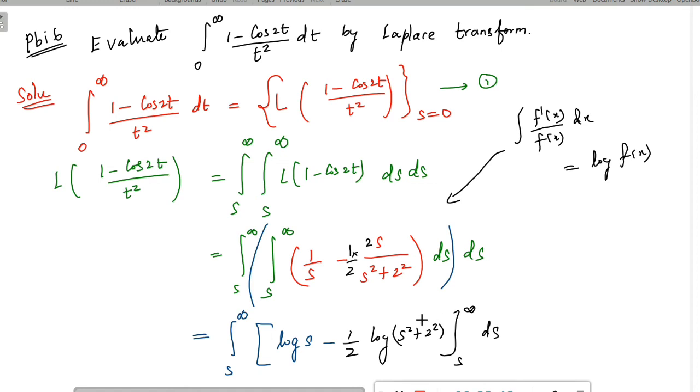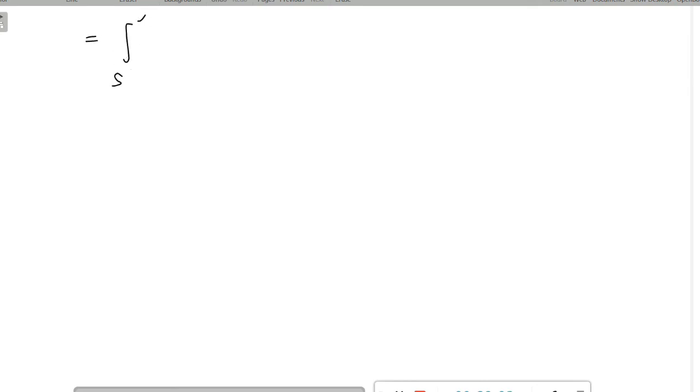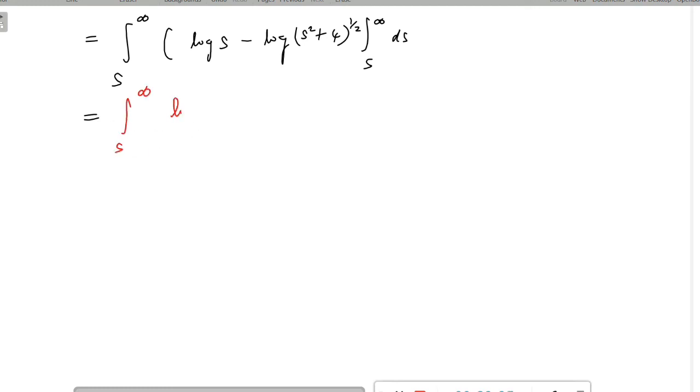Next, before substituting here, after the integration, it's not possible to get a finite value. So before substituting the limit s tends to infinity, try to simplify these terms. After that, you can substitute s equal to infinity, which is equal to the integral from s to infinity. You can rewrite as log (s square plus 4) whole power 1 by 2. I have multiplied 1 by 2 in the power, applying logarithmic properties. S to infinity ds, which is equal to s to infinity, log a minus log b equal to log a by b.